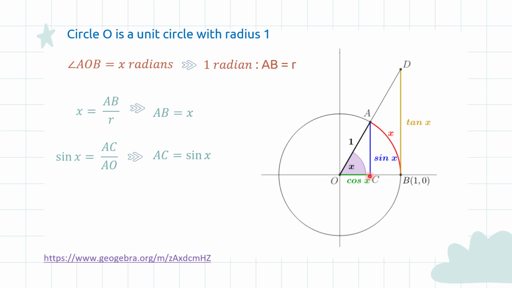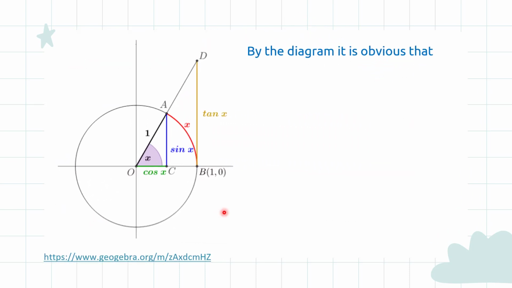Next, please check the ratio in the triangle AOC. In this triangle, sine x, which is opposite over hypotenuse, is AC over 1. Since AO, which is the radius, is also 1, we have AC equals sine x. For the bigger triangle DOB, tangent x is BD over OB, opposite over adjacent. Since OB, which is the radius, is 1, we have BD equals tangent x. Next, by the diagram, it is obvious that sine x, which is the value of AC, is less than x, which is the arc length of AB, and less than BD, which is tangent x.